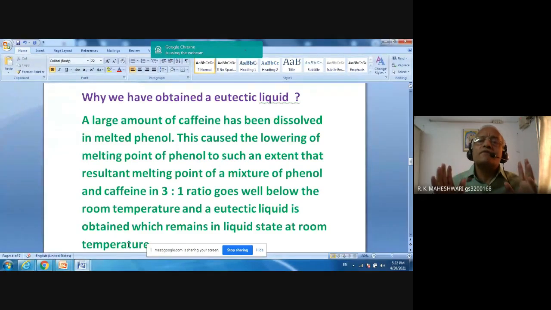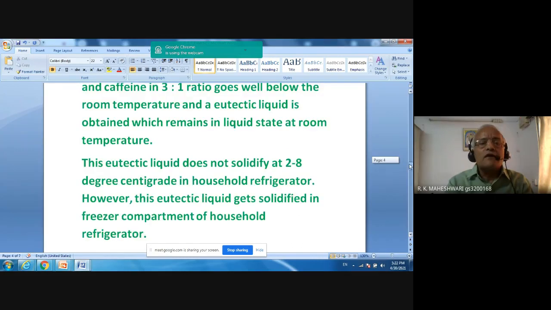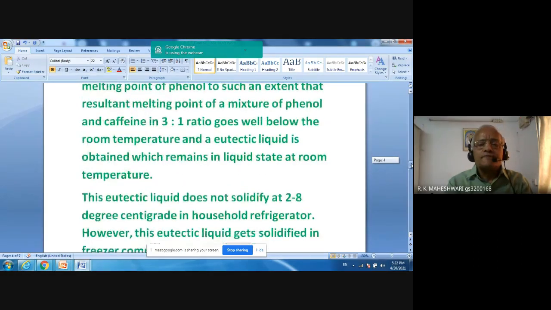What does it mean, the resultant melting point? For example, you have dissolved 3 gram of caffeine in 9 gram of phenol. It is a solution, a mixture of two compounds. The melting point of this blend is quite lower than room temperature. That's why you are getting this liquid. This eutectic liquid does not solidify, meaning this one, phenol and caffeine.